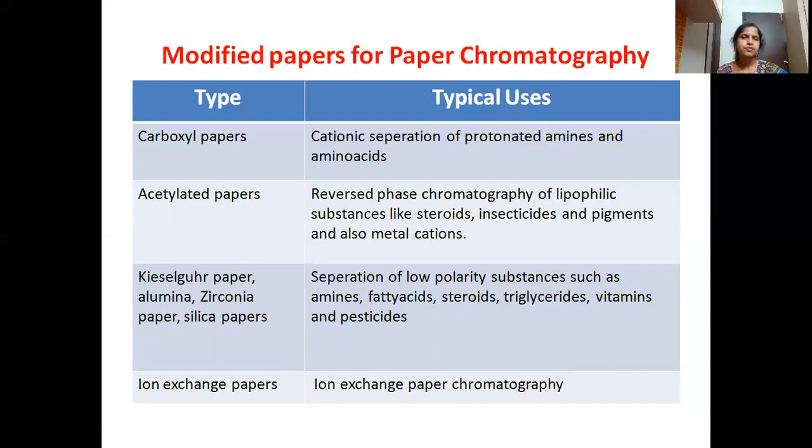Then there is another type of paper that is known as ion exchange paper, where we will have some ions embedded onto the paper. So that can be used for ion exchange paper chromatography.